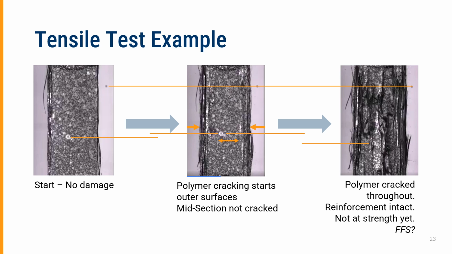As the load starts, you can see that the polymer cracking starts in the outer surfaces here. And that's because the strain in the polymer and the volume of the polymer is such that we start to see the cracking form here. But we're not really seeing too much cracking occur in the middle. And now at this stage, you can see that the polymer is cracked throughout the thickness. And in fact, there's significant cracking, including some cracks across in the transverse direction. The reinforcement is intact. This is not at strength yet.